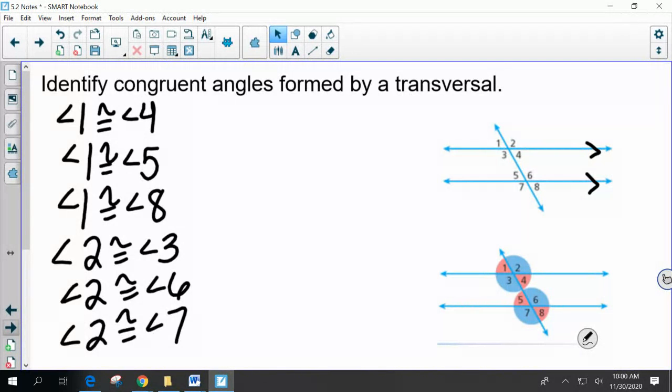Okay, if we move on to angle 3, it is congruent to angle 2. We wrote that down just backwards. Angle 3 is congruent to angle 6. We didn't write that yet. Angle 3 is congruent to angle 7.